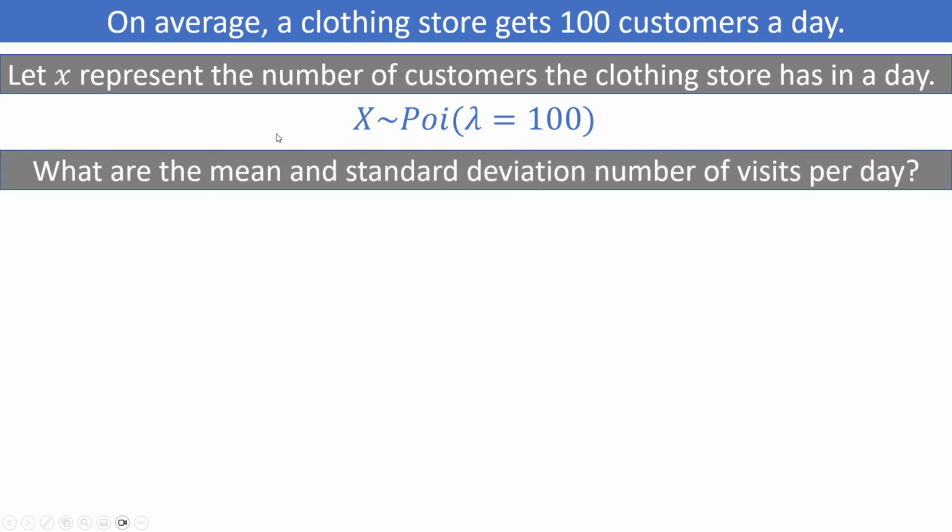Let's say we are asked what the mean and standard deviation number of visits per day are. Well, the mean is just equal to lambda, which is equal to 100. The standard deviation is simply the square root of lambda, which is the square root of 100, or 10.